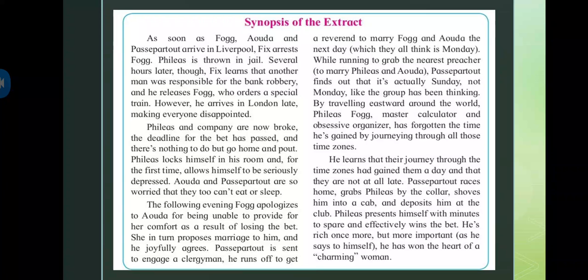Phileas and company are now broke. The deadline for the bet has passed, and there is nothing to do but go home and pout.